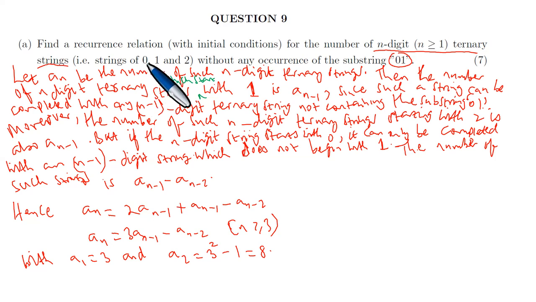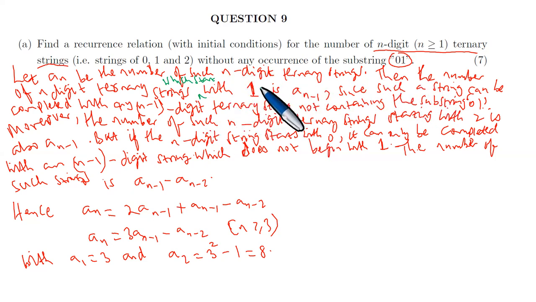Okay, either a string starts with zero or one or two. So we started with, if they start with one, they can be completed with an n minus one digit ternary string. Because A_n is the number of such n-digit ternary strings, you therefore have A_{n-1} be the number of the n minus one digit ternary strings. So you start with one.